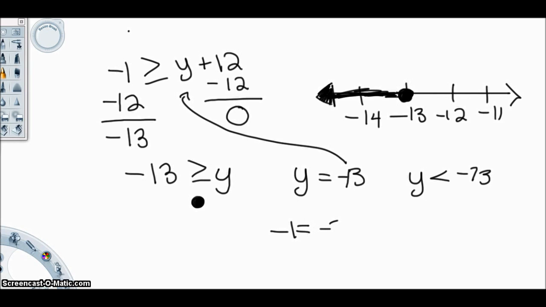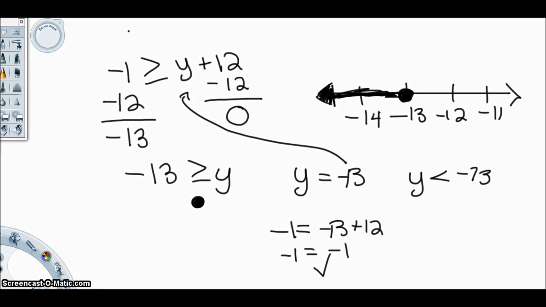So -1 is equal to, substituting in -13 for y, -13 plus 12. And -13 plus 12 gave me -1. -1 equals -1. That part checks. Now we need to check the other part.